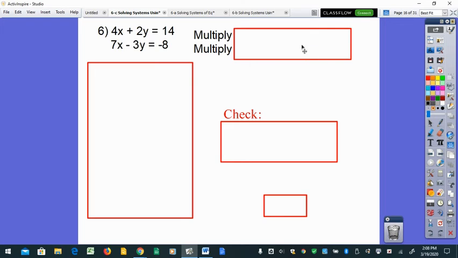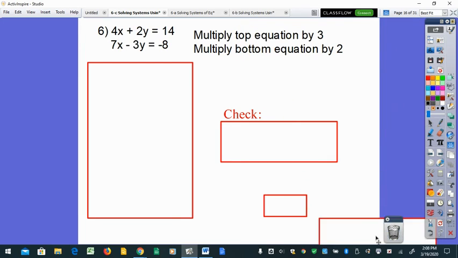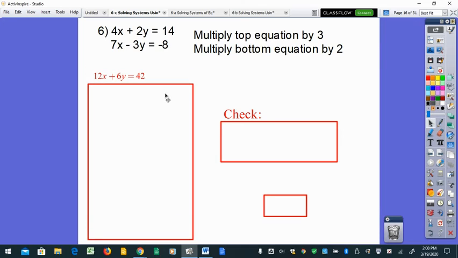Okay, now that we're all back together, let me show you my journey, my path that I chose. I chose to multiply the top one by 3 and the bottom one by 2. My goal is to get the same number off by a sign. In this case, I'm going to have a 6 and a -6. So I multiplied the top by 3: 3 times 4, 3 times 2, 3 times 14. I multiplied the bottom by 2: 2 times 7, 2 times the -3, 2 times the -8, and I'm ready to eliminate. This time, the y is going to eliminate.